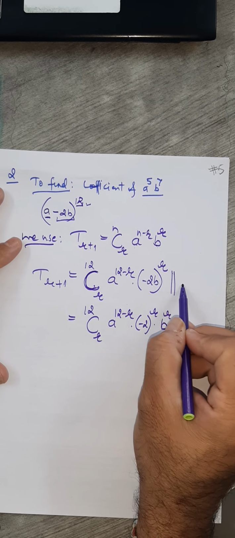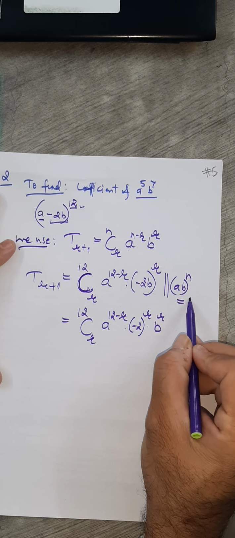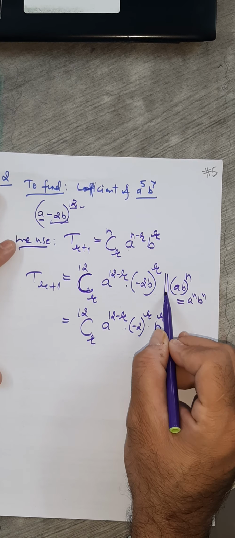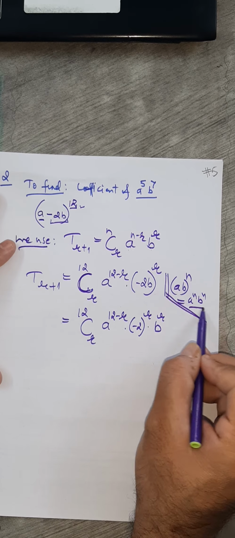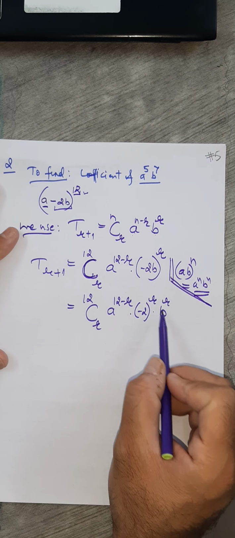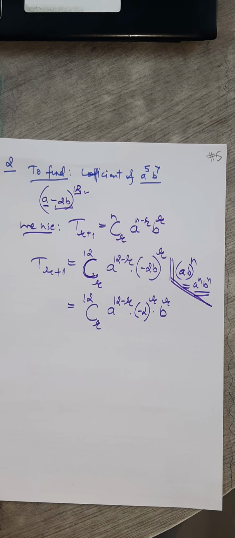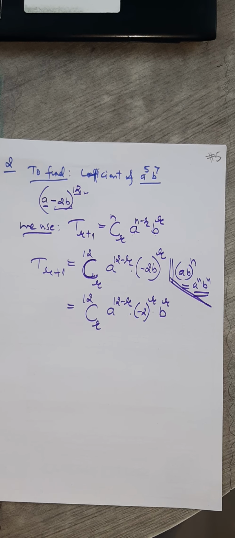ये आप जानते हैं. If you have ab the whole raised to n, you can write like this equals to a raised to n into b raised to n. ये प्रॉपर्टी आपको पता है. इंडिविजुअल पावर आप लगा सकते हैं, you know it. So I've applied power to minus 2, I've applied power to b. अब क्या होना चाहिए? Now you know what is to be done now.